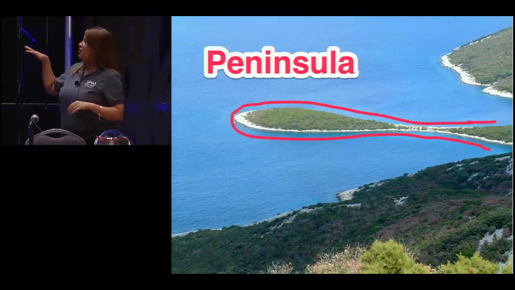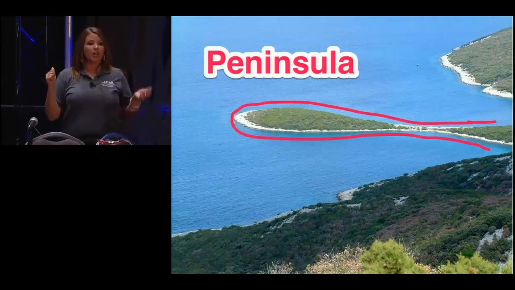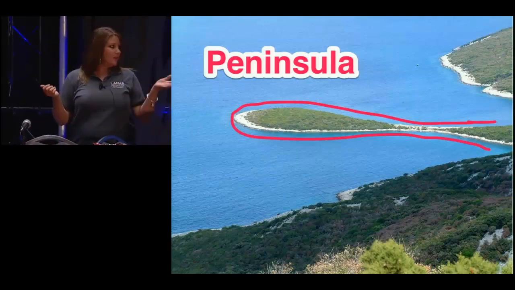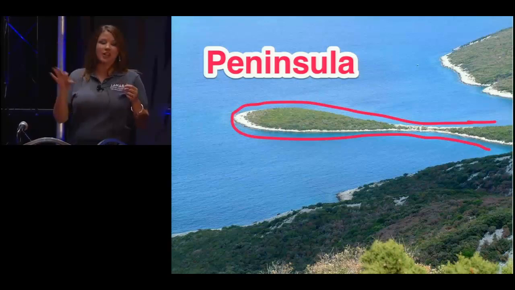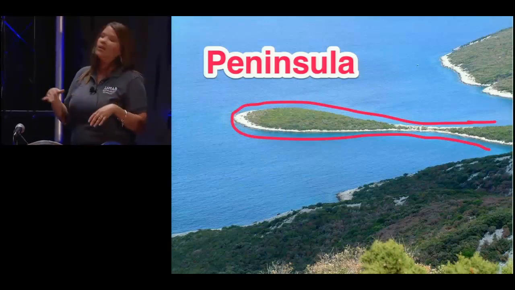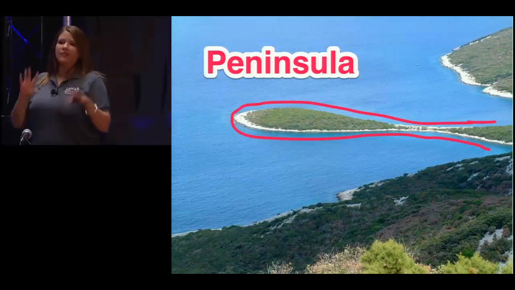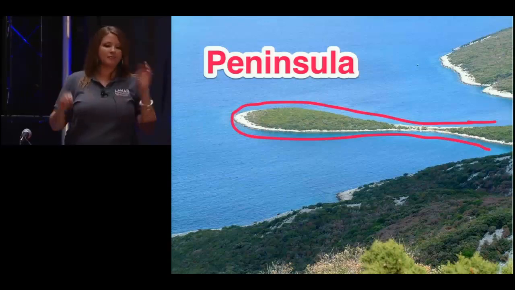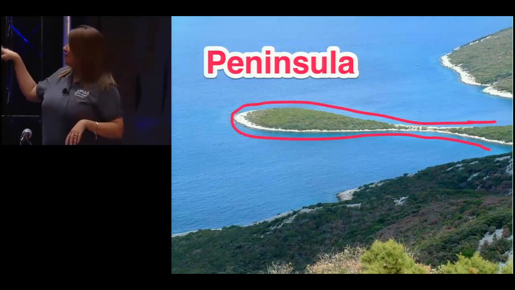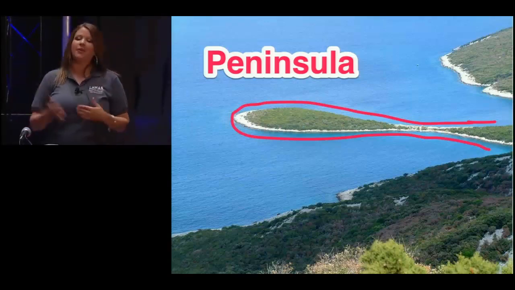Here is another picture. This was something that was grabbed from the internet, like Holly was talking about. She saved it from the internet into her camera roll, and then they were identifying different landforms. They identified the peninsula and labeled it peninsula.